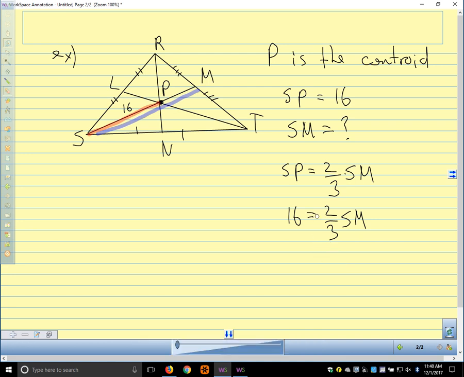So to figure out SM, I can multiply both sides by 3 to get rid of that 3 in the denominator. 3 times 16 is 48, and that's twice SM. Then I can divide by 2.